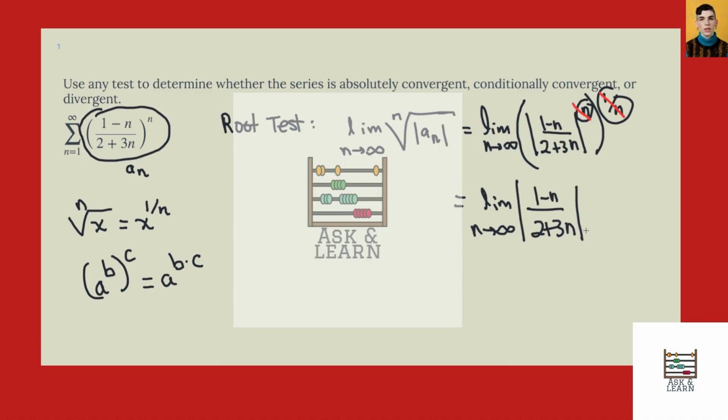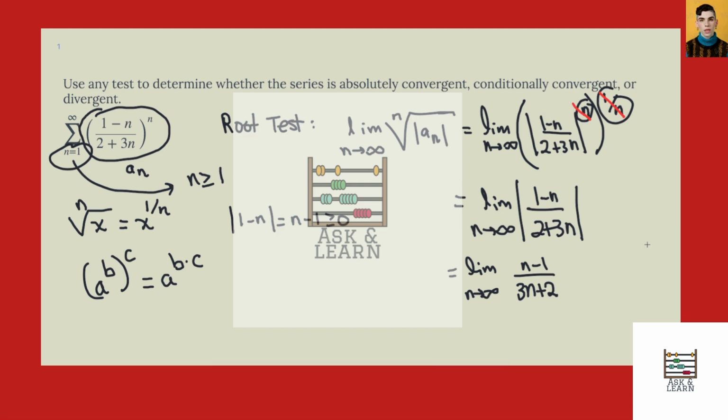Now, to make this easier to deal with, we can see here that n is bigger than or equal to 1 just by looking at the summation. So in this case, the absolute value of 1 minus n is just equal to n minus 1, because n minus 1 is always bigger than or equal to 0. So we can rewrite this limit as n minus 1 over 3n plus 2.